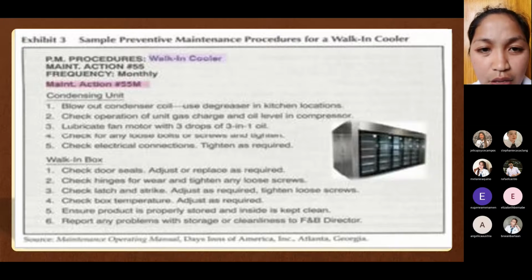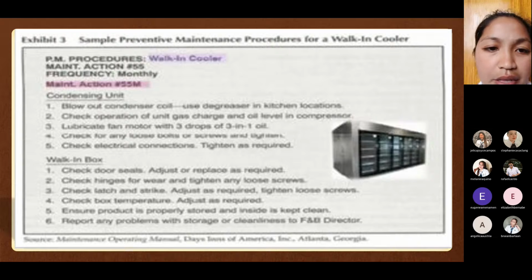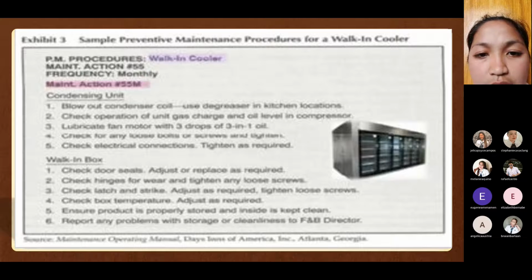Another sample, walk-in cooler. Maintaining action step. Condensing unit. Blow out condenser coil. Use degreaser in kitchen location. Check operation of unit gas, charge and oil level in compressor. Lubricate fan motor with 3 drops of 3-in-1 oil.